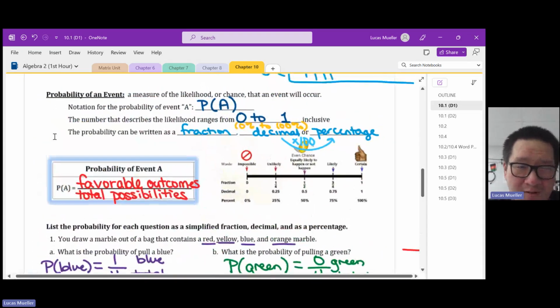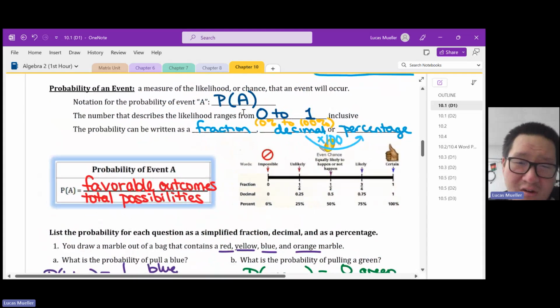Moving on, we have probability of an event we talked about, and that's the measure of the likelihood or chance that an event will occur. The notation we will be using for event A is probability of A, P of A. That number that describes the likelihood ranges from 0 to 1 inclusive, and we can also express that as a percentage, 0% to 100%, respectively. That probability can be written as a fraction, decimal, or percentage. And we can find it by looking at the favorable outcomes, what we want, out of total possibilities, which is going to be your sample space typically.